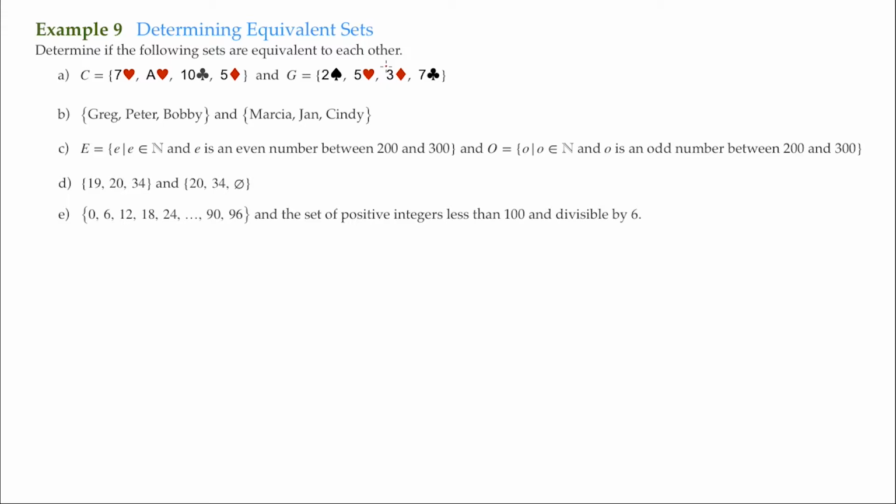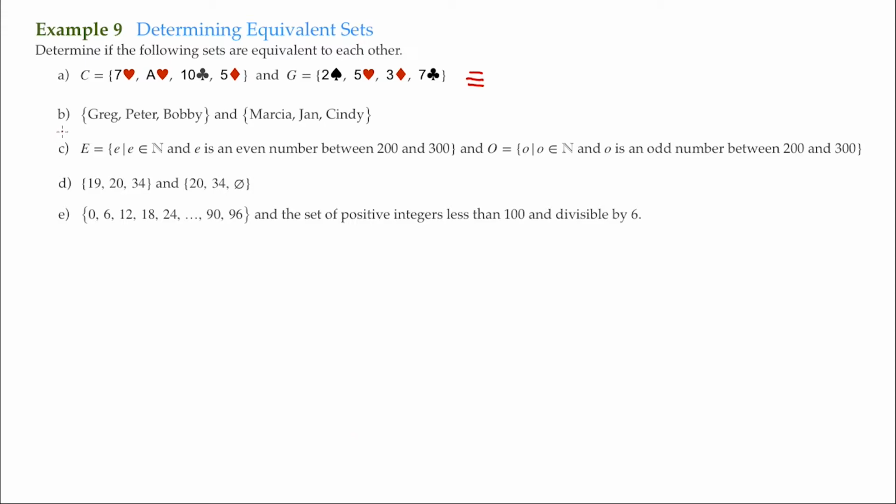So the symbol for equivalency is this. I'm just going to write it like this. So they are equivalent to each other. Now keep in mind that sets that are equal to each other are automatically equivalent to each other.